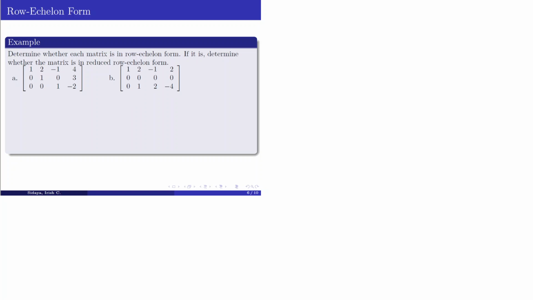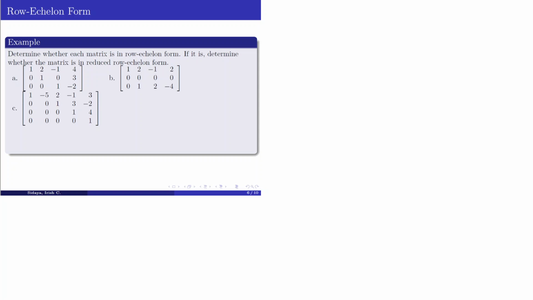Next, this one is not in row echelon form, since the row consisting entirely of zeros does not occur at the bottom of the matrix. Next, for letter C, this matrix is in row echelon form, but not in reduced row echelon form. Again, because there are leading ones with non-zero entries above them.